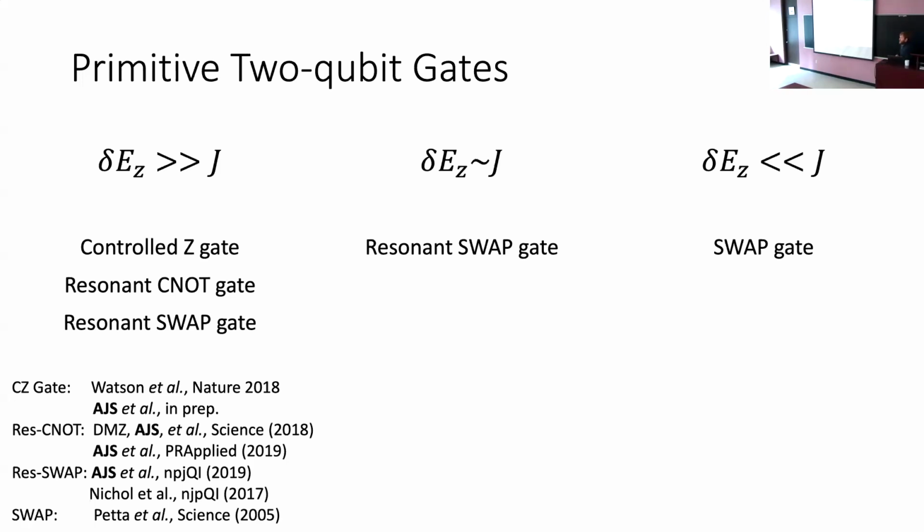Is J related to the distance between the 2 electrons? Sorry, say that again. Is J related to how close the electrons are? Yes. So it's basically equal to the overlap in the wave function. So as we push the electrons closer and closer together, J goes up roughly exponentially. It's like an overlap integral. Exactly. Yep.